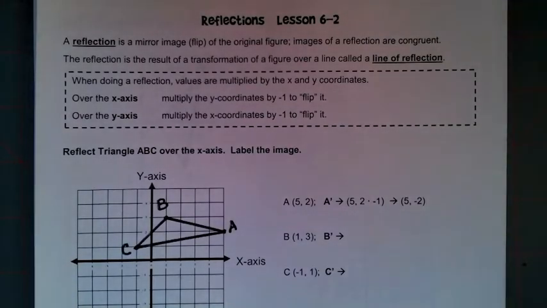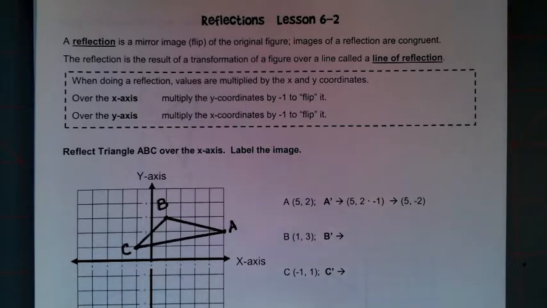Hi, today we're going to talk about a new type of transformation called reflection. I'm sure you know what the word reflection means. You've seen yourself in the mirror before. It's simply a mirror image or a flip of the original figure. Notice when you look at yourself in the mirror, you're still the same size, you're still the same shape, so images of a reflection are still congruent.